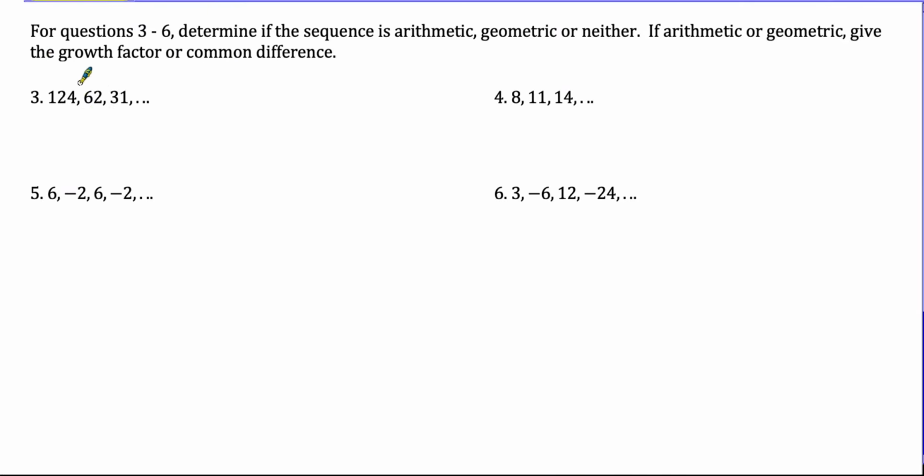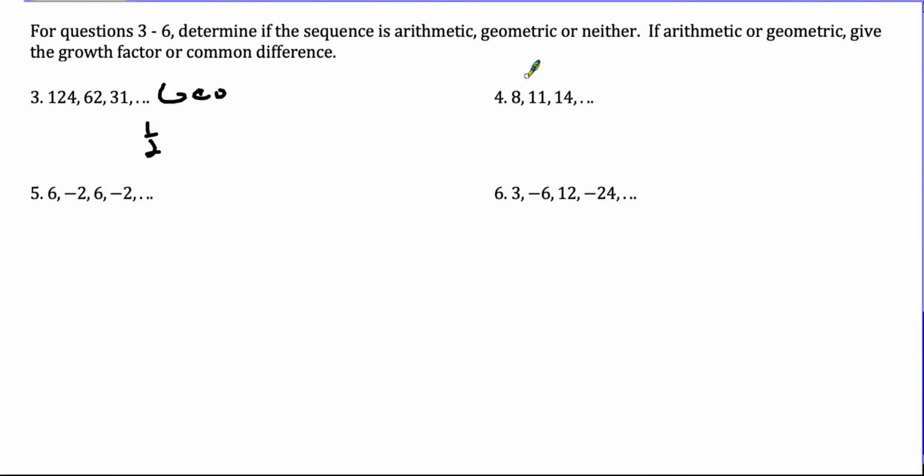So on number 3, I can see that I am multiplying by 1/2 each time. Now, one way to test this is to take a term and divide by the previous term, and then take a term and divide by the previous term. If we get the same thing every time, when I put that in the calculator, then this would be a geometric sequence. So if I did 31 divided by 62 and 62 divided by 124, and I got the same thing, which I would, right? I would get 0.5 or 1/2, that tells me it's geometric, right? So this is geometric, and my common ratio is 1/2 or 0.5.